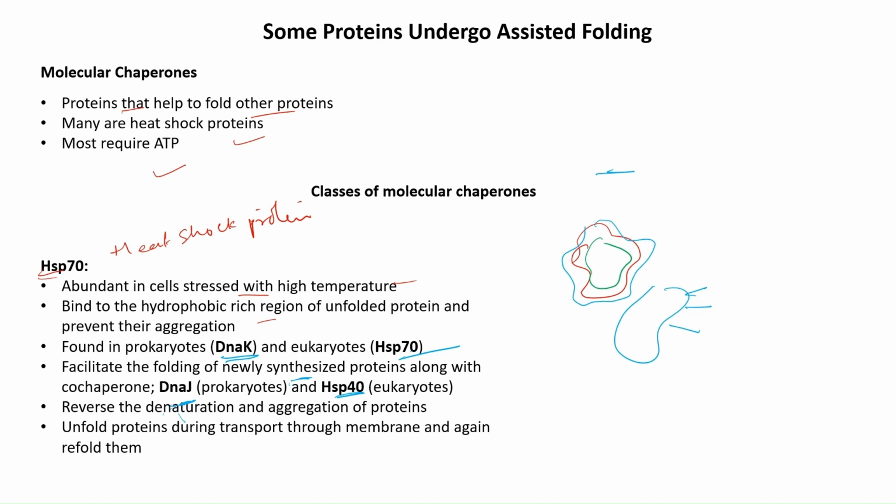They can also reverse the denaturation and aggregation of protein, and sometimes they help in unfolding of protein during transport. And once the transport is done, they again fold the protein. So let's understand the mechanism of HSP70 in prokaryotes, that is DnaK and DnaJ.